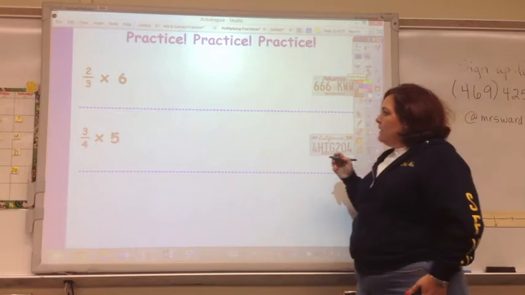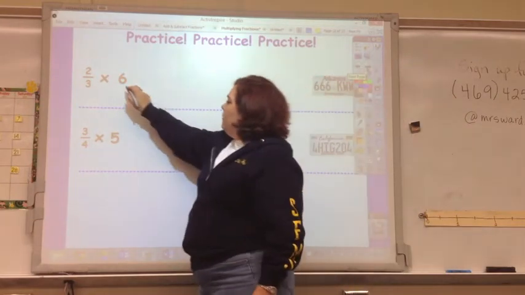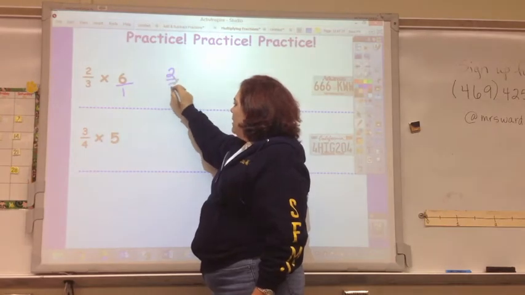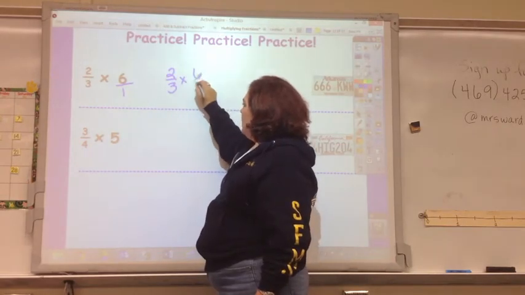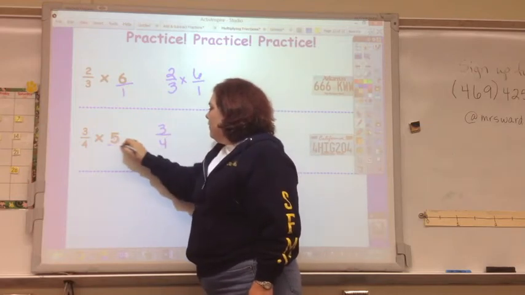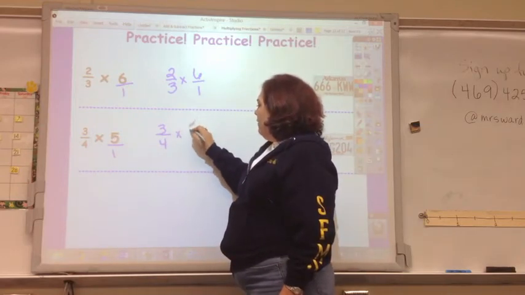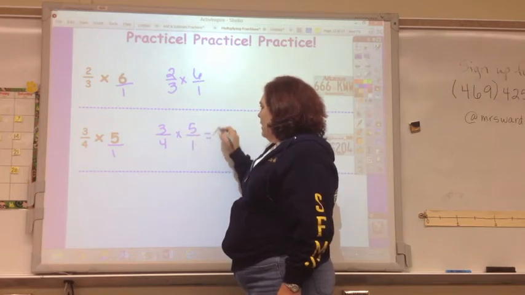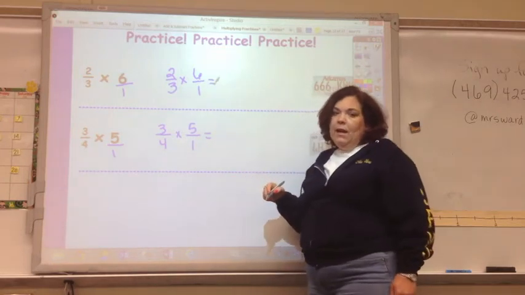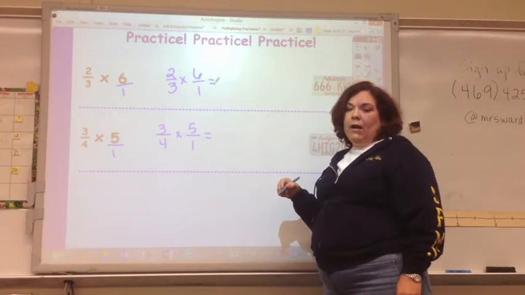So let's practice this. So pretend like this 6 is over 1, so I'm going to rewrite it 2/3 times 6 over 1, and 3/4 times 5 over 1, and do these problems, and you're going to need to simplify, and then come back and see if you got it right.